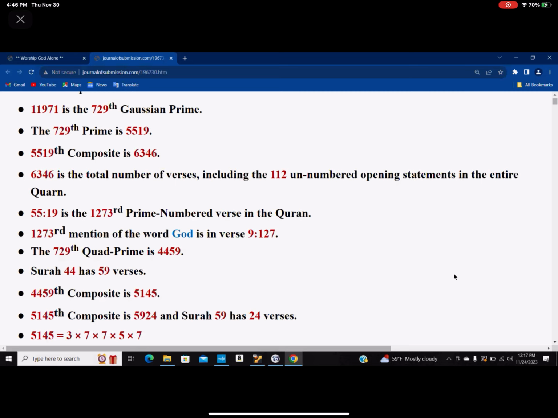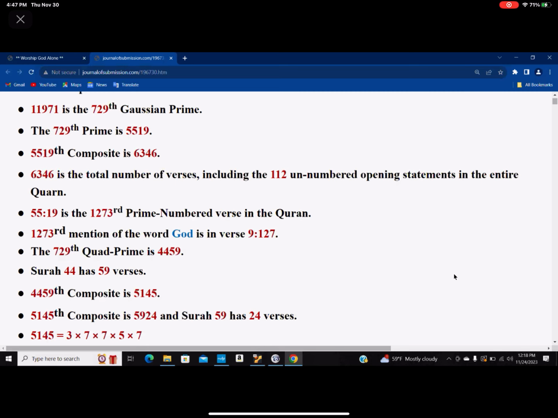(44:59) composite happens to be 5145, and 5145 composite is actually 59:24, and Surah 59 has 24 verses. Okay. Now look what happens here. See this one, Surah 44 has 59 verses. Surah 59 here, okay, has 24 verses. But this surah actually, the number 59 happens to be the 17th prime number.